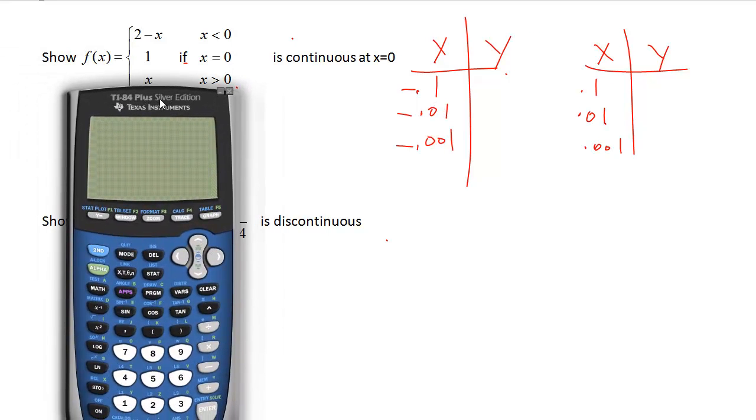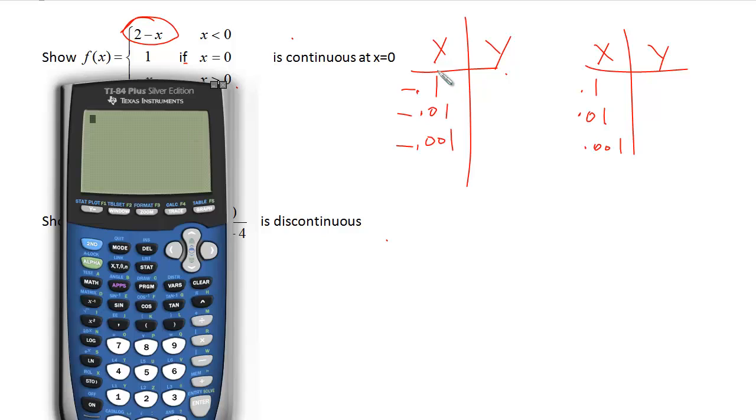So I'll pull up the calculator again. So this is what I'm using. So 2 minus x. So 2 minus negative 0.1. So we'll see that's 2.1. And I can just say second entry. We'll change this to 0.01. That is 2.01. And one more time. So we can see it appears as I'm getting closer and closer, I'm actually approaching 2.